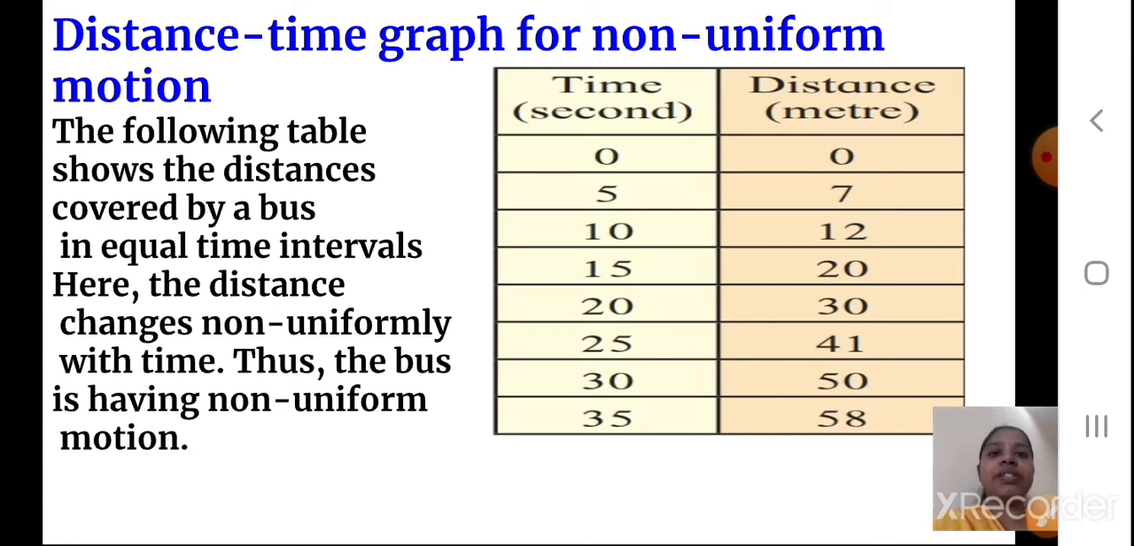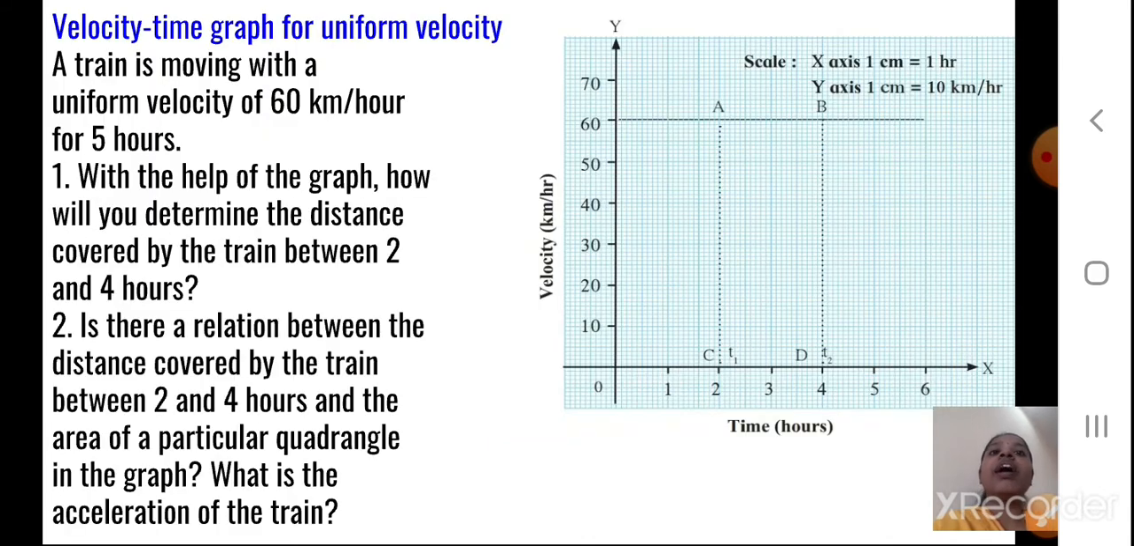Should we proceed? Let's see now. Velocity time graph for uniform velocity. A train is moving with a uniform velocity of 60 km per hour for 5 hours. So it has a uniform velocity of 60 km per hour for 5 hours. With the help of the graph, how will you determine the distance covered by the train between 2 to 4 hours? So 2 to 4 hours we have to see.